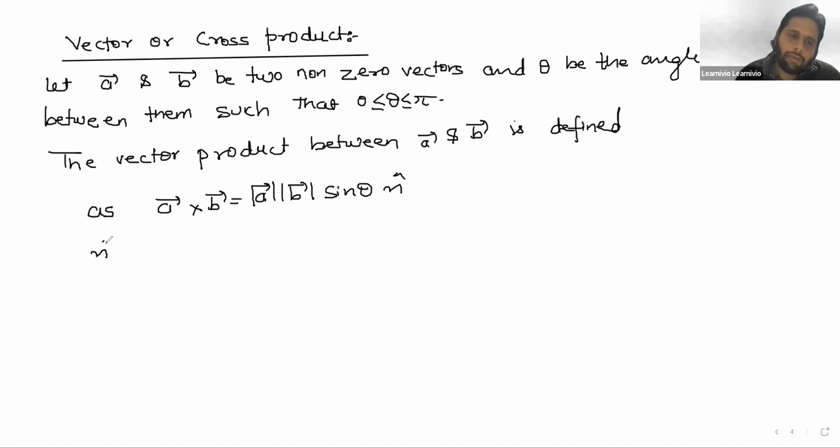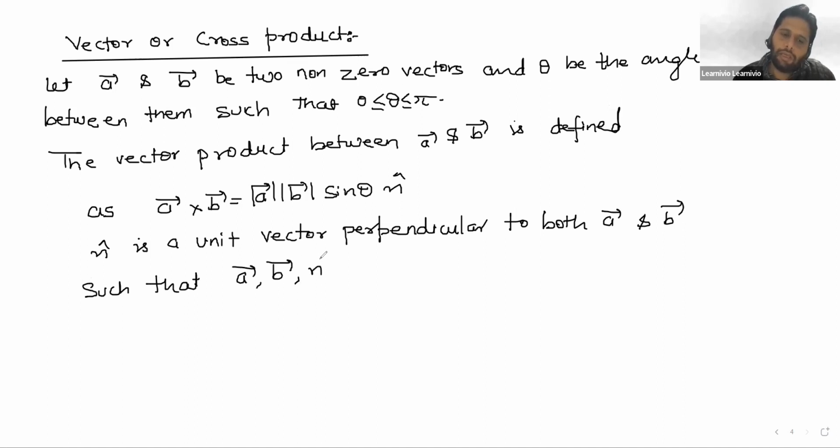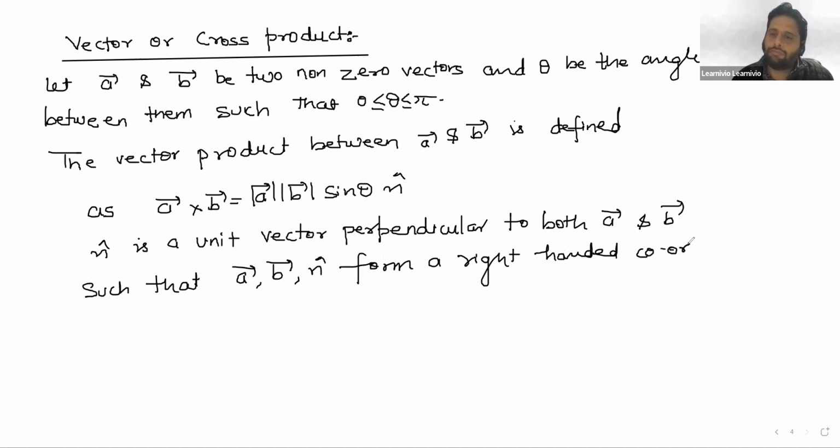What is n cap? N cap is a unit vector perpendicular to both A and B, such that A, B, n cap form a right-handed coordinate system.